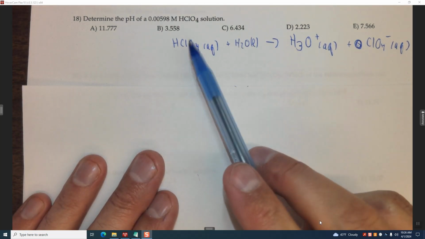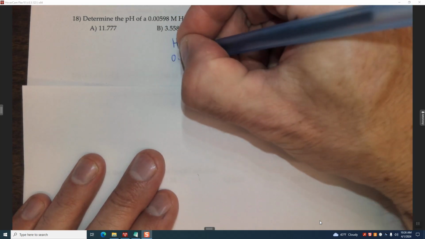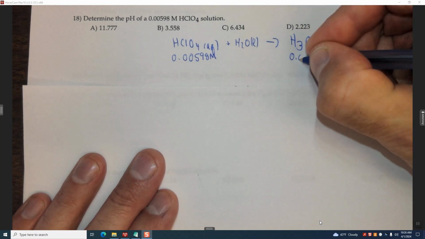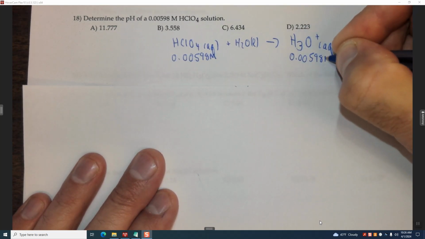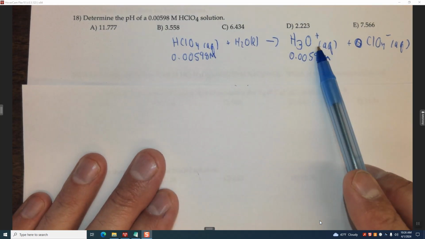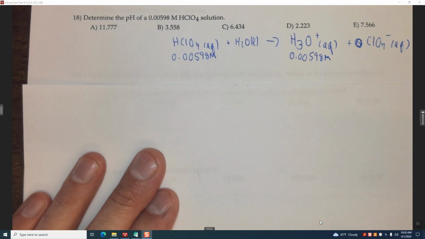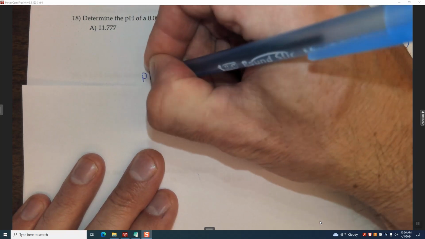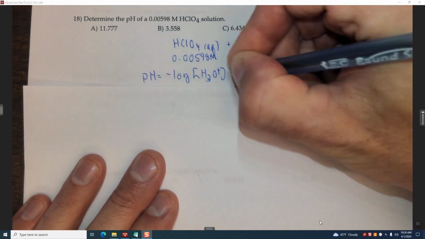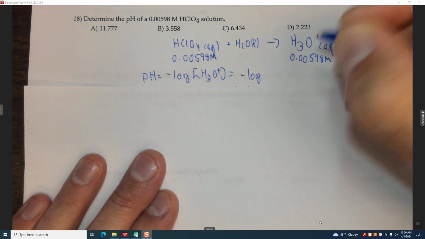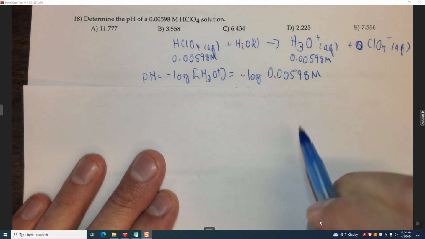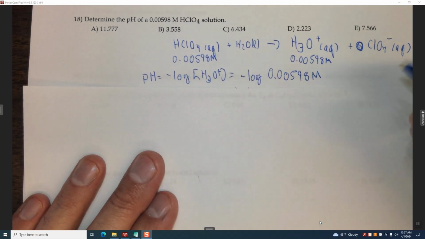Note that if this is 0.00598 molar, this is also 0.00598 molar because it completely reacts with water to form this. And for every 1 molar of this, you get 1 molar of this, so they're going to be equal. So the pH equals the negative log of the concentration of H3O+, which is going to equal the negative log of 0.00598 molar.